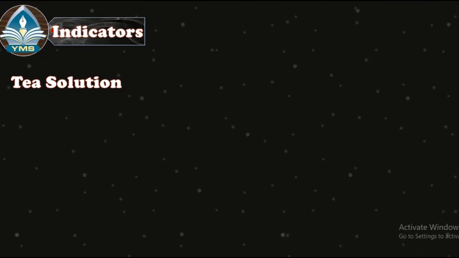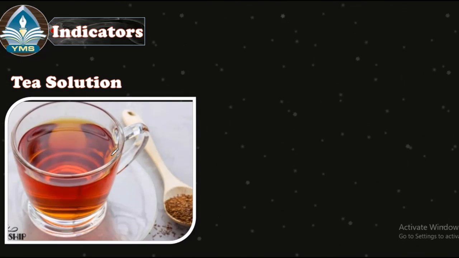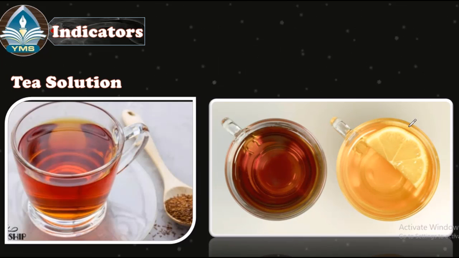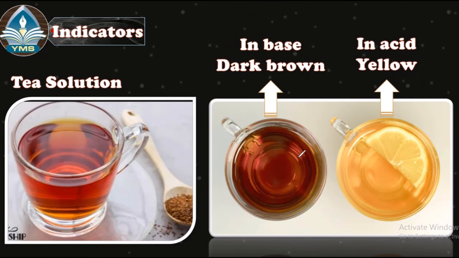The first indicator we have at our house is tea solution, tea. If you put lemon in tea, how is it going to be? So if we put lemon, look here, we have lemon, and as we know, lemon has acid, so in acid it's going to be yellow. And if you add a base to tea, it is going to be dark brown. So tea solution in acid is yellow and in base is dark brown.